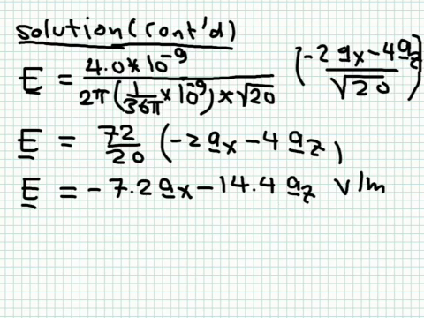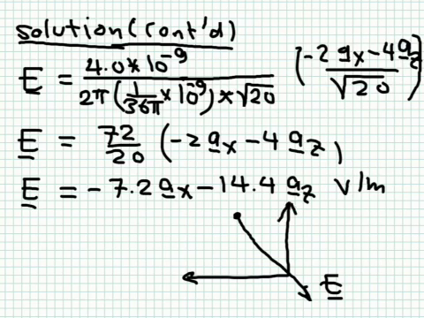And of course, this answer makes quite some sense. Because if you were to draw, this is the z-axis, this is the x-axis, this is where my charge was. This electric field, which is pointing in this direction, has both a negative z and a negative x component, as seen from these final numbers here.